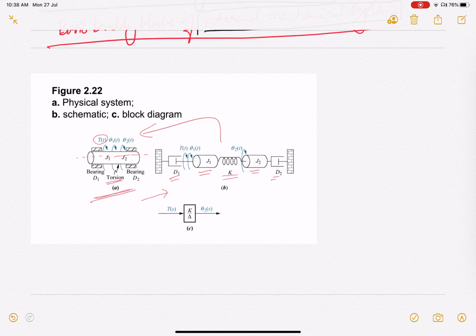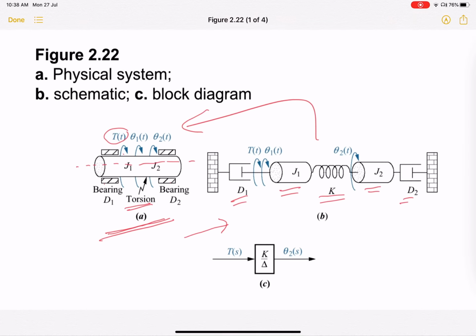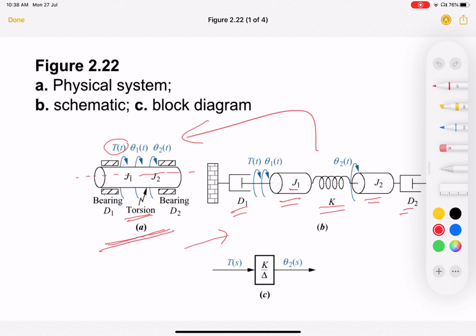So how many linearly independent motions are possible? If you fix every possible motion and you allow one motion to happen, how many such motions can happen? In this case, it seems that there are two possible motions. One is because of J1 and the other is the angular displacement of J2.